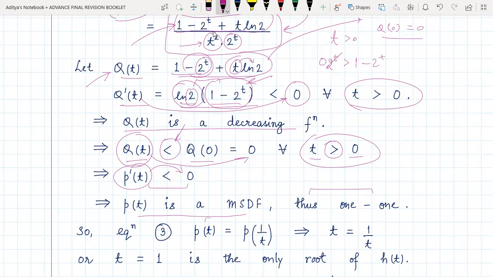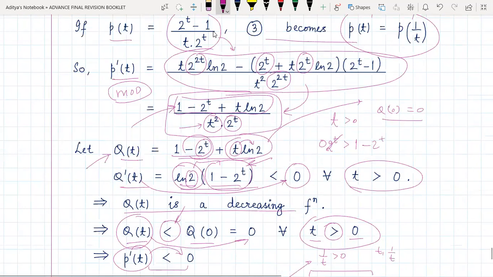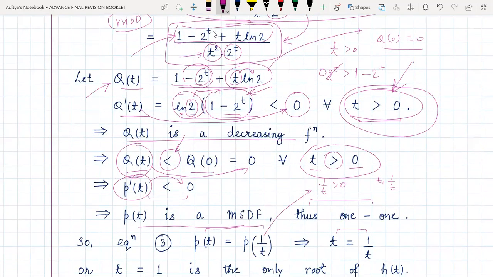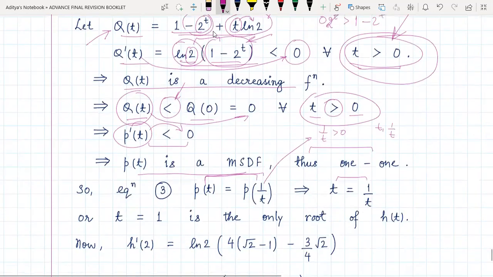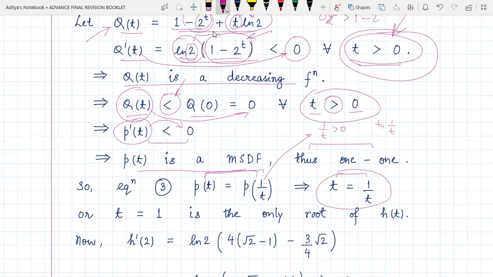So equation 3, p of t equal to p of 1 by t, would imply that t is equal to 1 by t. The reason is, for t greater than 0, 1 by t would also be greater than 0. So t and 1 by t are both in the same domain, or the same interval, in which we have proved this entire thing, that p of t is a 1-1 function. Since t is greater than 0, 1 by t is also greater than 0. So p of a equal to p of b would imply a equal to b, since it is a 1-1 function. So that's the reason why we have been able to say that t equal to 1 by t.